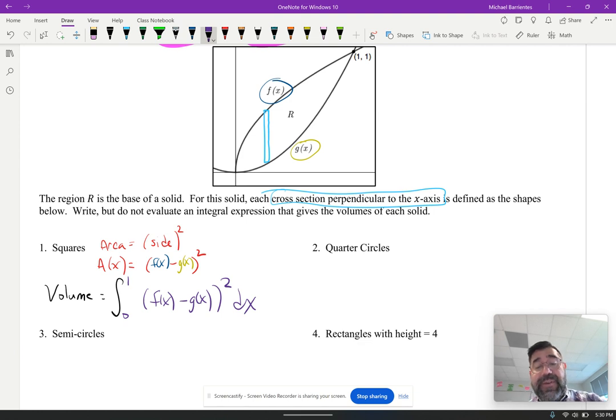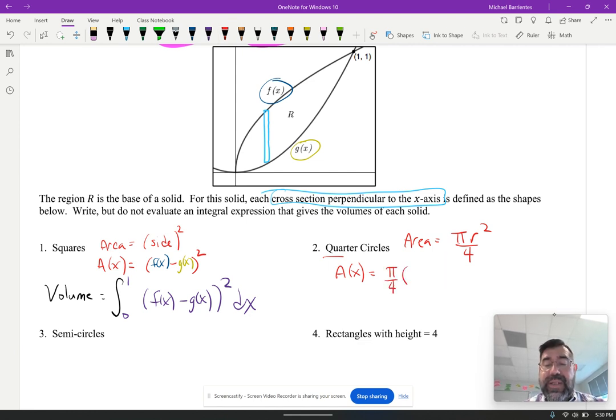Okay? Setup for number 2. Can we do it with quarter circles? Well, what's the area of a quarter circle? I know the area of a circle is pi r squared, so a quarter circle would be divided by 4. This is the blueprint that I need, right? So my area function is going to be pi over 4 r squared, but what's going to be in that r? This is where I have to be careful.